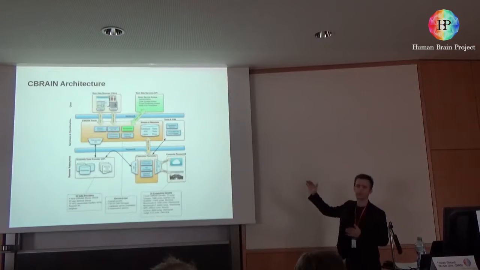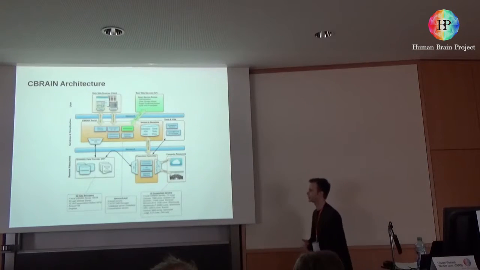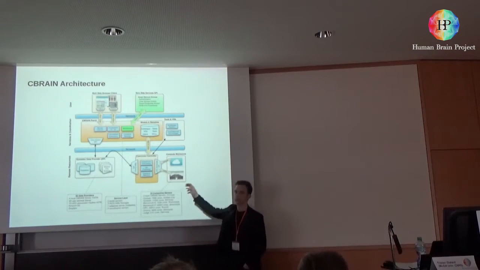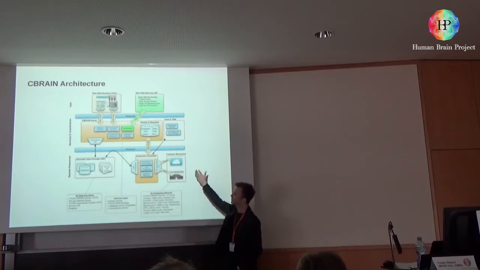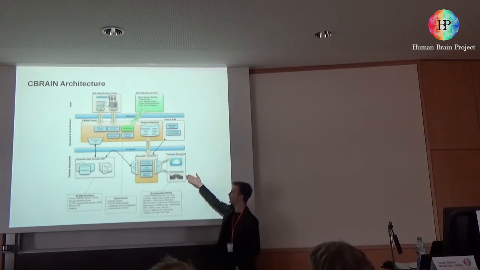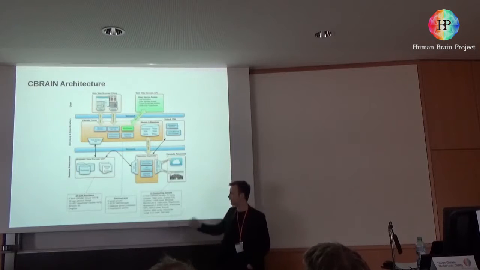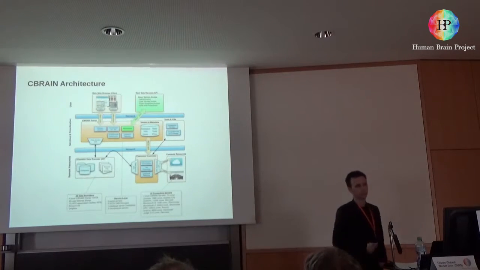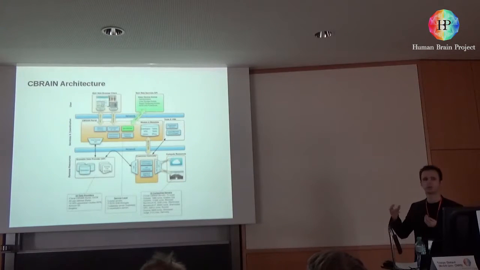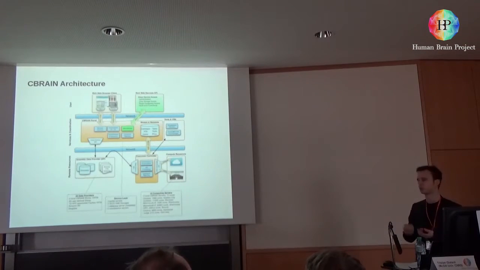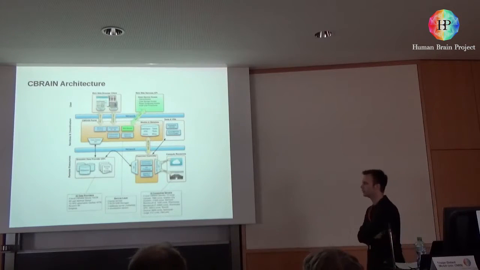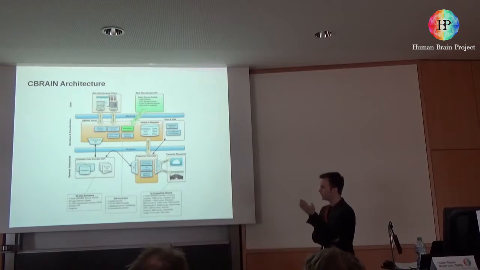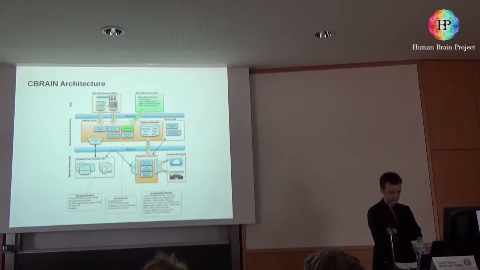So you have a classical three-tier architecture. At the bottom you have the different resources, so mainly computing resources, so clusters and clouds. And at the left you have data storage resources. There is a flexible plug-in mechanism to access data in computing systems, so it can be any kind of data access protocols and systems.